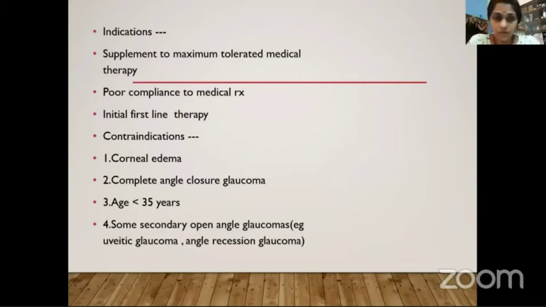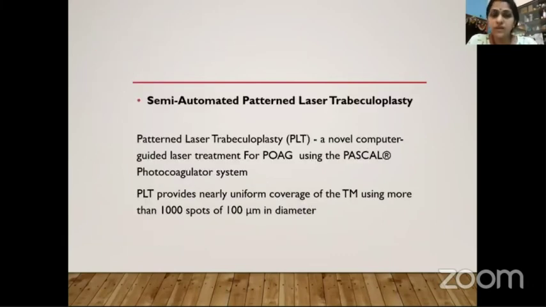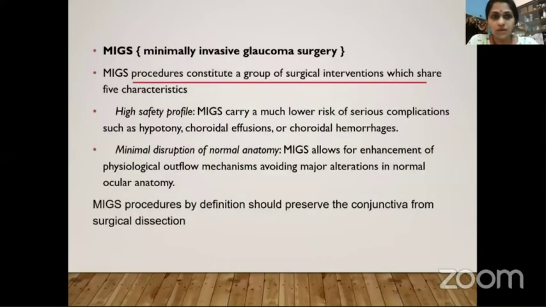Contraindications are corneal edema, you cannot use. Complete angle closure glaucoma, lot of PAS you can't use. Secondary glaucoma generally you don't use. Age less than 35 you can't use. There is a newer technique in laser which is called semi-automatic pattern laser trabeculoplasty, which is PLT. Pascal system is used here, and we use 1000 spots of 100 micrometer in diameter.